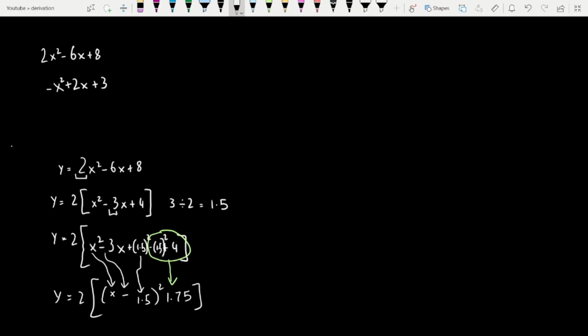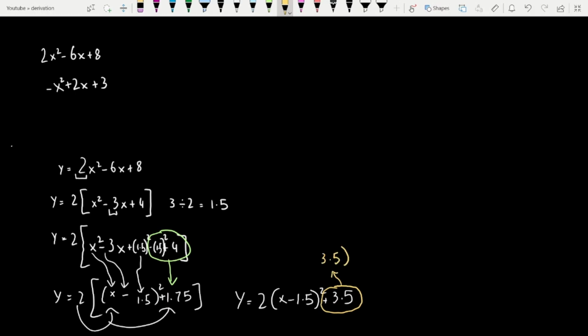Now we're just going to multiply this 2 inside the bracket over here and over here. So this is going to be y is equal to 2 times (x minus 1.5) squared. This was positive, it's positive 1.75. So we multiply this thing by 2, and this is going to be positive 3.5. Okay, now we know what our vertex is. This thing right here is going to be the y value of our vertex, 3.5.